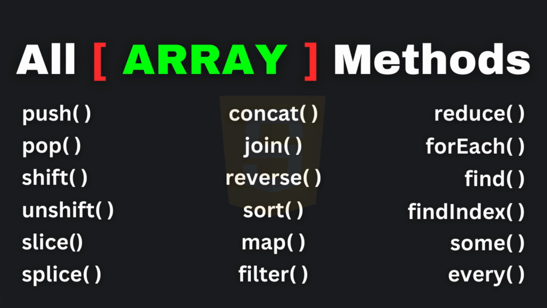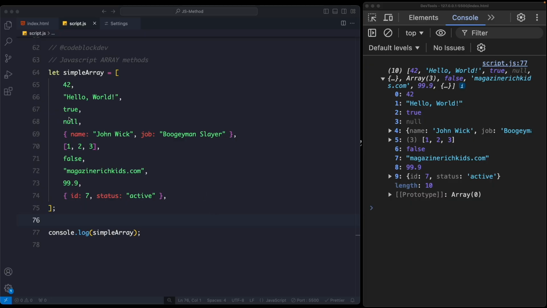In this single video, we are going to cover all of the important methods that are available to be used on an array in JavaScript. What is an array? An array is a collection of similar or different types of data wrapped up together.